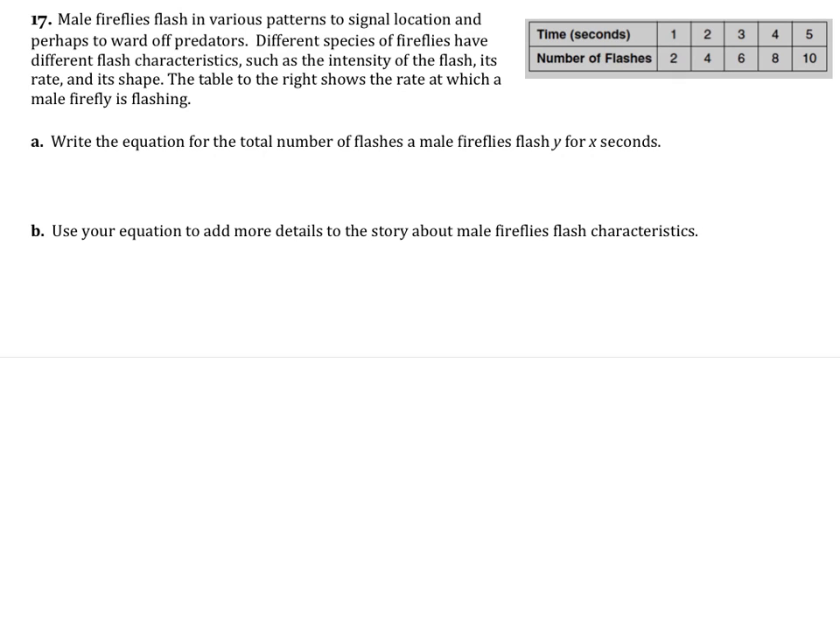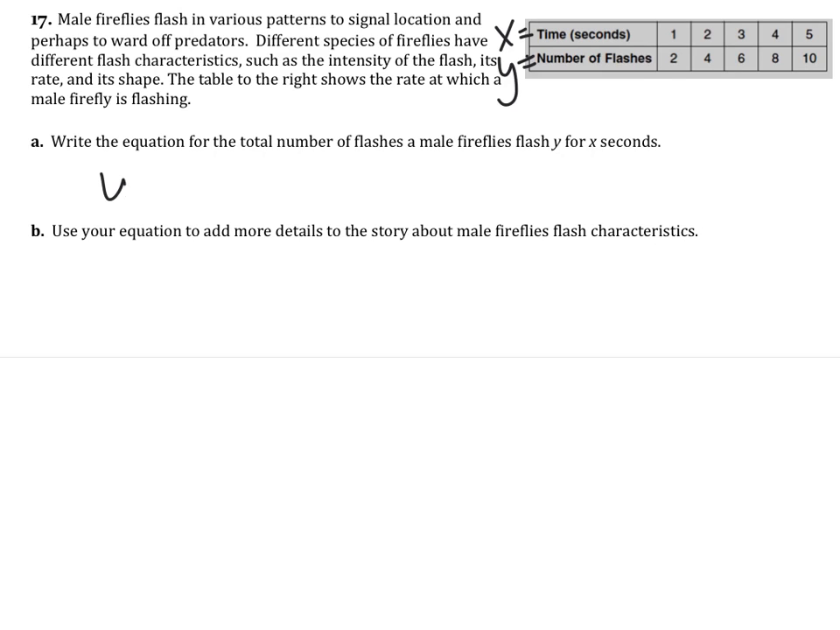The table to the right shows the rate at which a male firefly is flashing. Write the equation for the total number of flashes a male firefly flashes, y, for x seconds. In other words, it just wants the equation in slope-intercept form. And we can see right here that x is time and y is number of flashes. In other words, the number of flashes depends on how many seconds have passed.